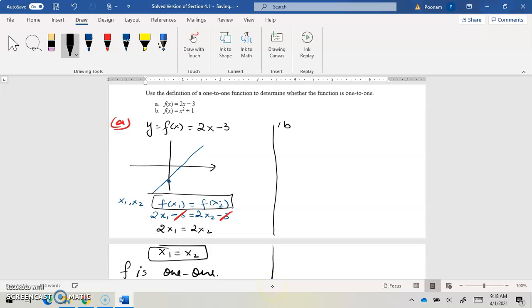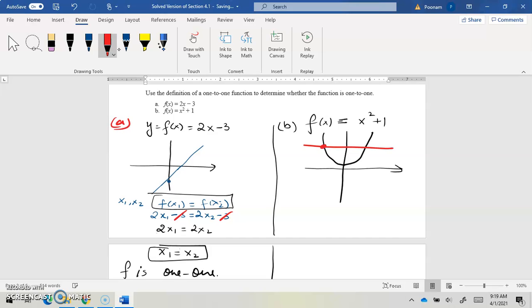Let's try part B. We have f of x is equal to x square plus 1. If you want to go to graphical method, you draw the graph of this function. It would be a parabola. We learned about quadratic functions before. Something like this. Okay. Now, if you draw a horizontal line, it's meeting the function in more than one point. So, this is not one-to-one by graphical. But let's try.